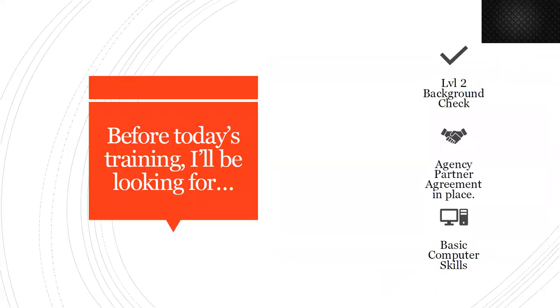Before today's training, I'll be looking for level 2 background check, agency partner agreement in place, and basic computer skills. Now with basic computer skills, I'm going to really touch on this one because there are some skills that people take for granted and don't always utilize. And what I mean by that is basic email skills, basic search skills, as well as just asking your coworker or your manager or IT in your own agency.